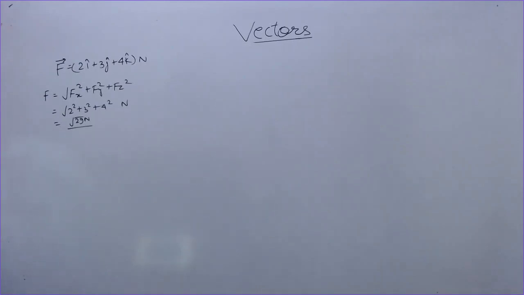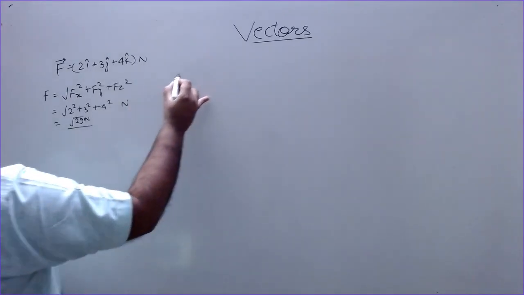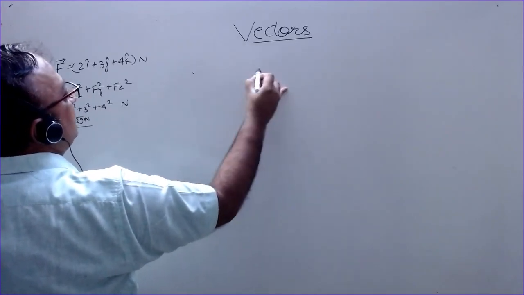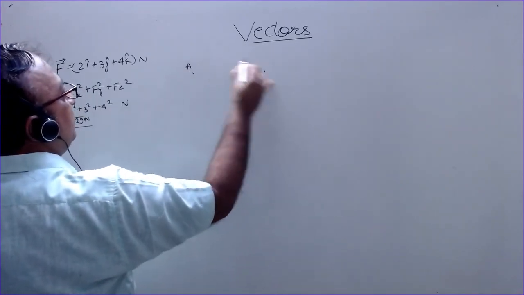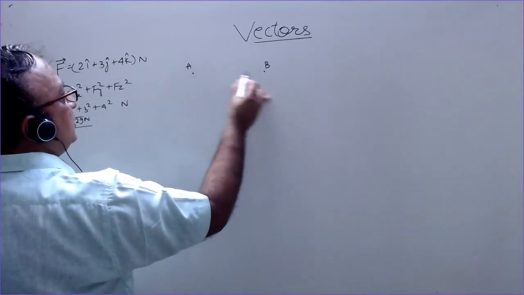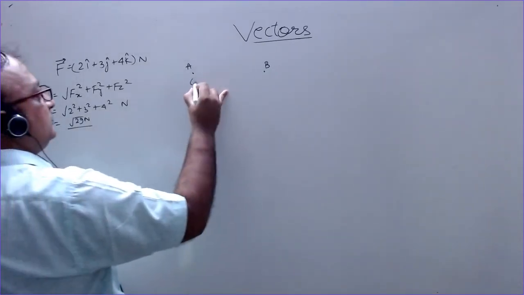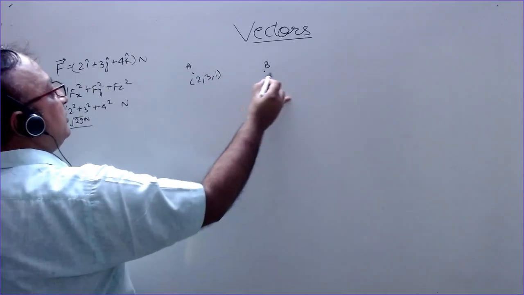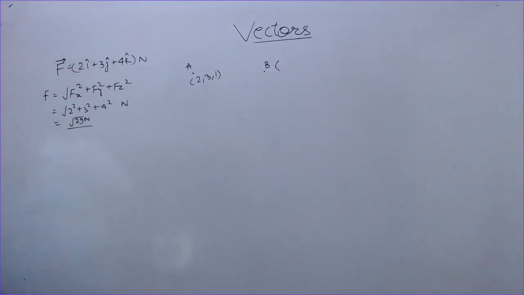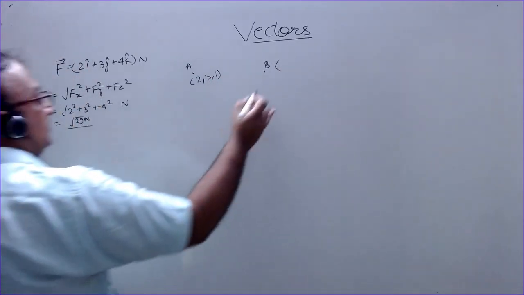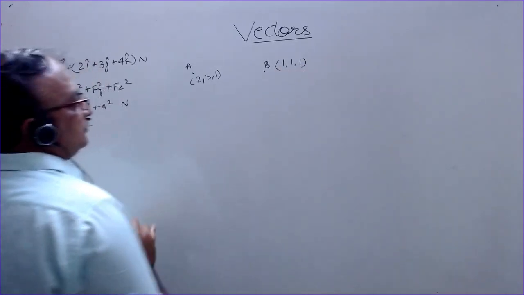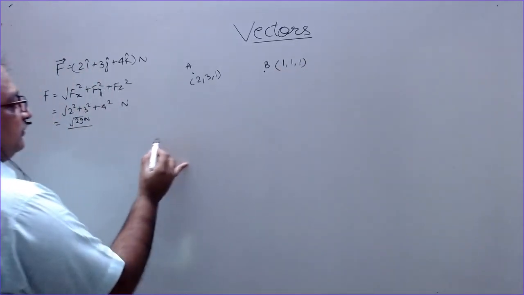So this force is acting on a body, and under the effect of this force, the body is displaced from this point to this point, A to B. These are vectors. The coordinates of A in space are 2, 3, 1 in x, y, z, whereas B has the coordinates 1, 1, 1. So we have to find the work done.